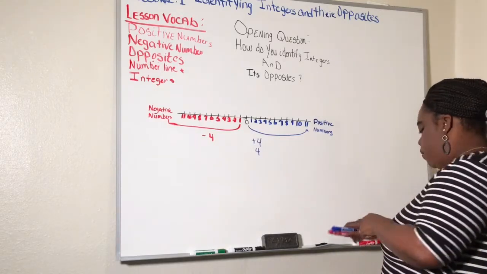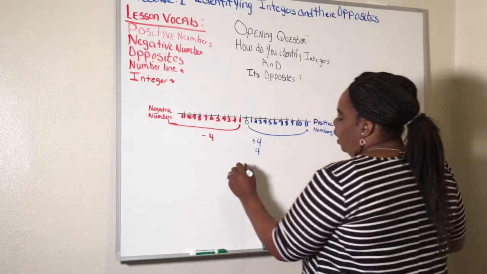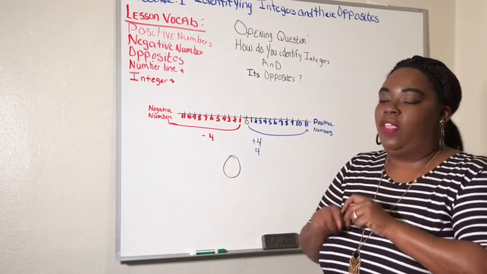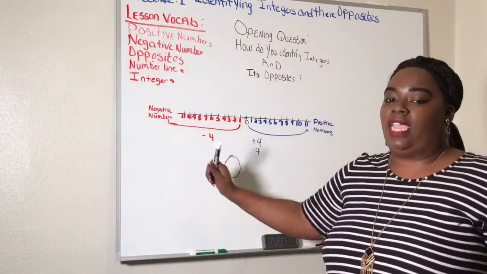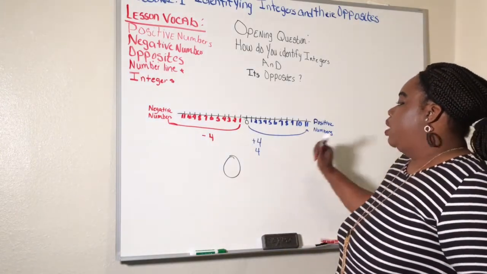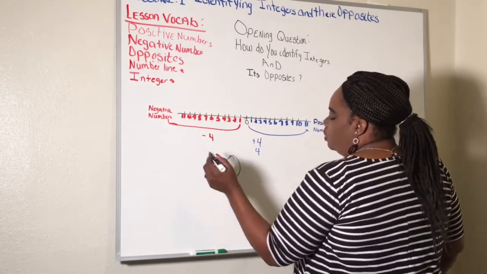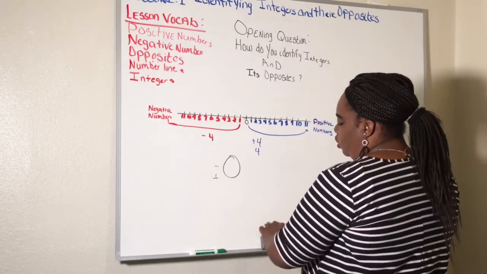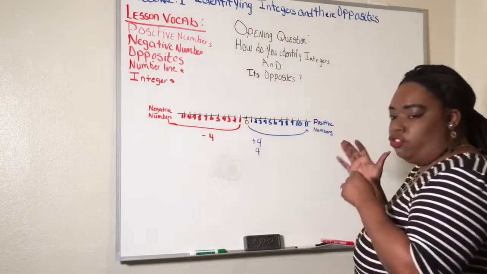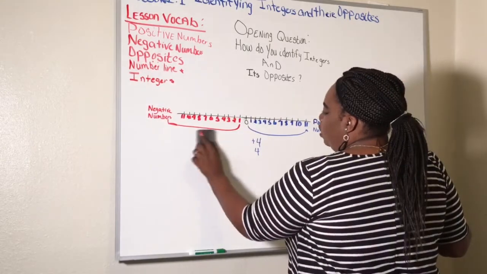Now you see that I have 0 here in black. And the reason why 0 is in black is because 0 is not positive, nor is it negative. 0 is not positive, nor is it negative. 0 is just 0. Okay? So it would never be a negative 0, or positive 0, none of that. 0 is just 0. Okay? When it comes to integers and numbers on a number line, 0 is just 0. Okay? So let's make some room here.